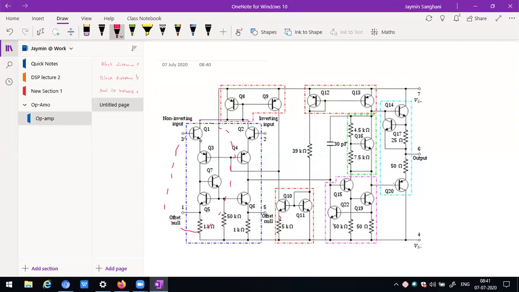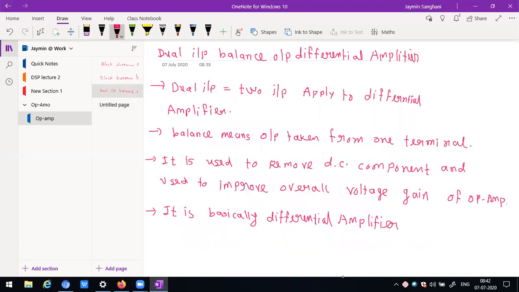See this. What is inside the operational amplifier? This entire circuit can be present inside the operational amplifier. I have directly searched it from Google, so there is no problem with copyright. This circuit can be divided into four different blocks: dual input balance output, dual input unbalanced output, level shifter, and output stage. So I have written here, what is the role of the dual input balance output differential amplifier?